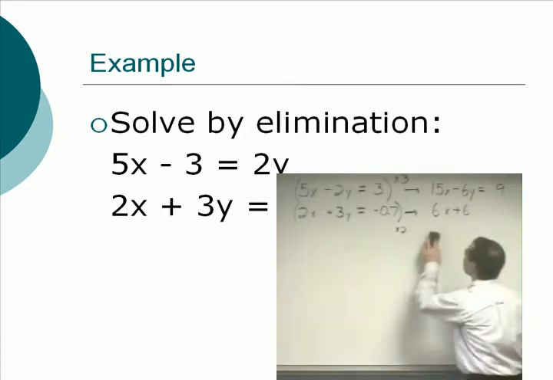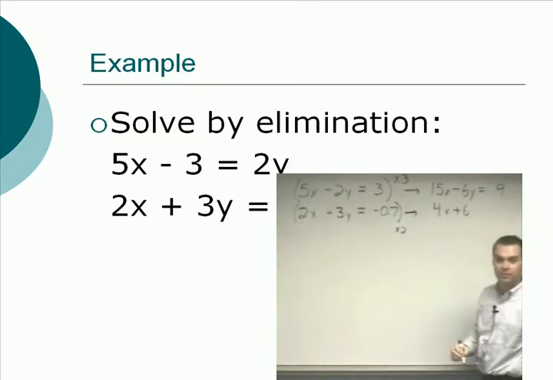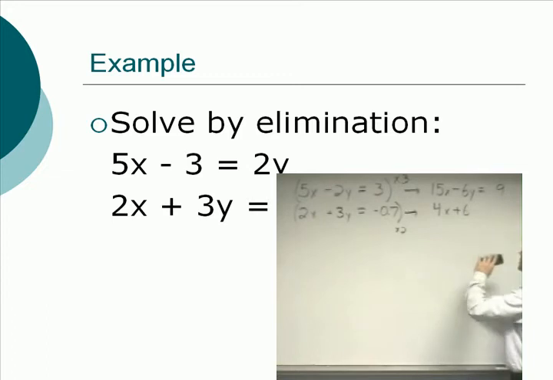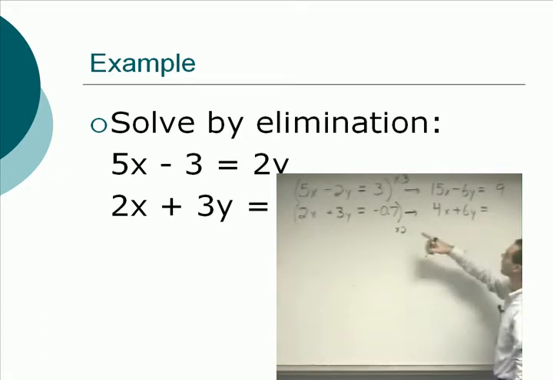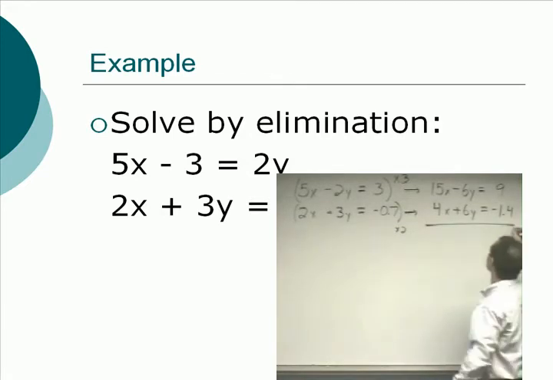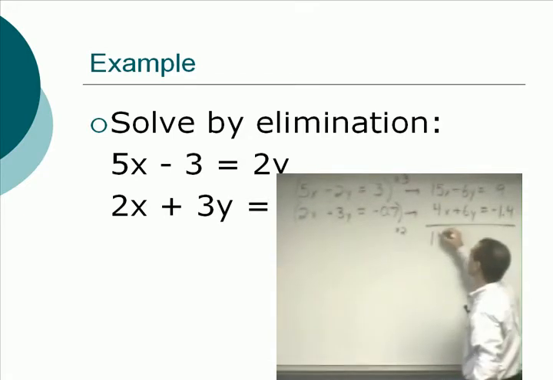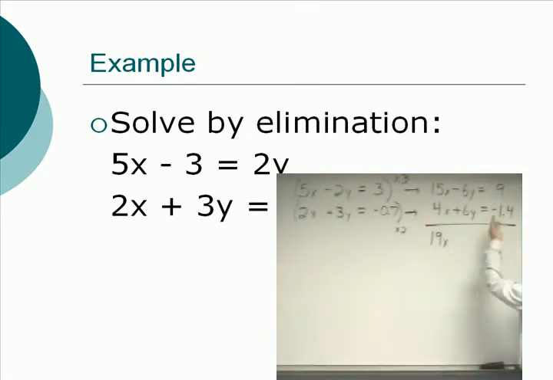Not 6. How about 4x? Is that better? 4x plus 6y equals negative 1.4. Here again, the signs on the coefficient of y, negative 6, positive 6, when we add those, they're going to cancel. So we can add these up. We get 19x. Those are gone. Equals 9 minus 1.4, 7.6.